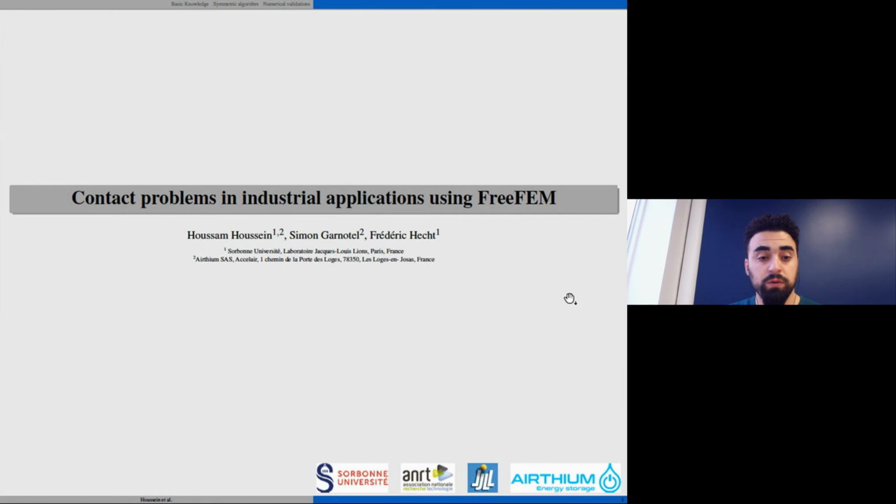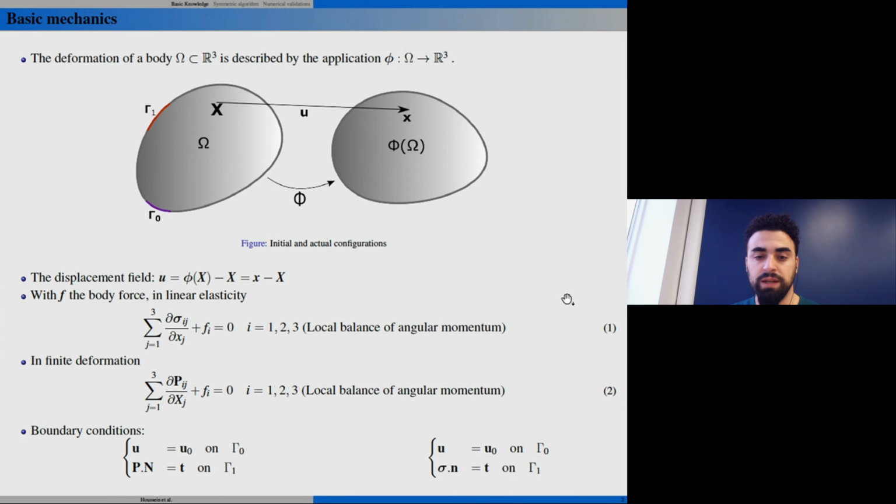I will present to you my work about the development of an algorithm to treat contact mechanics between bodies using FreeFEM, and this algorithm must be symmetric. I will explain later what I mean by symmetric. First, let's start with some basics.